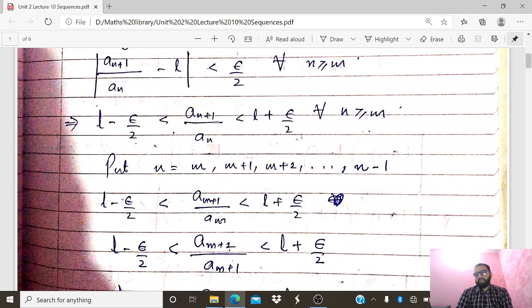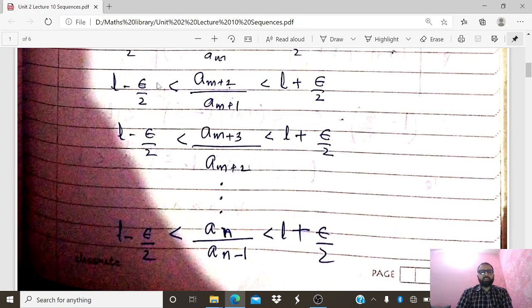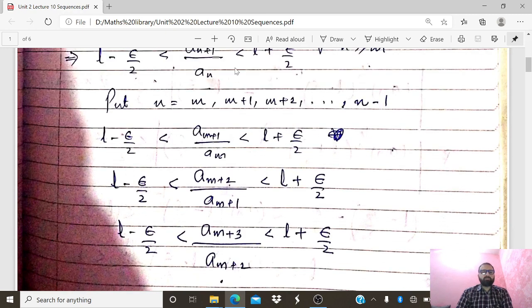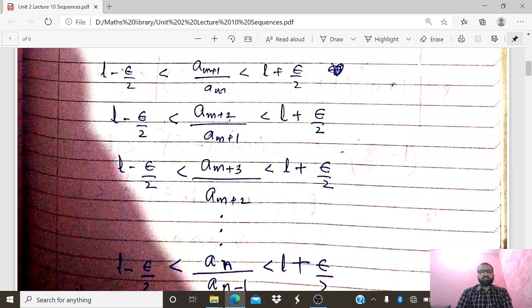Now what I am doing next, I will take the multiplication of all these expressions. Are you getting what I am saying? What I am essentially doing here, I am taking the multiplication of all these expressions. Now these are n minus m expressions. So when I multiply all of them, then this L minus epsilon by 2 quantity will get multiplied n minus m times, and similarly L plus epsilon by 2 will also get multiplied n minus m times.